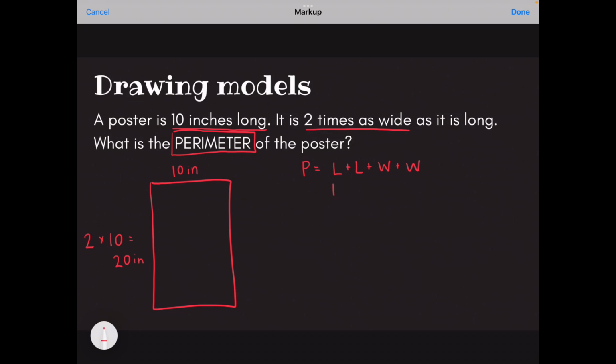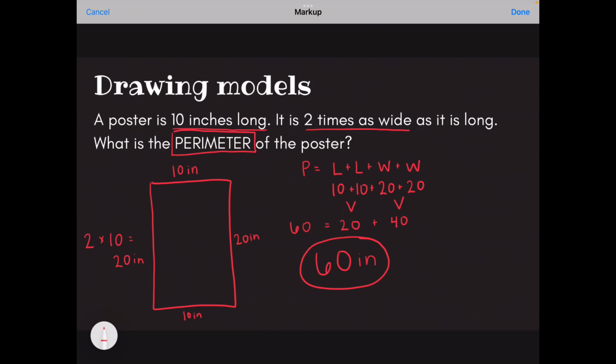So my length is 10 inches. My other length must also be 10 inches right across from it. My width is 20 inches, which means my other width is also going to be 20 inches. And then we can quickly add these together. 10 plus 10 is 20, 20 plus 20 is 40, and then when I add those two together, I get a perimeter of 60. Adding my units behind it, the final perimeter of this poster, the outside of it, is 60 inches.